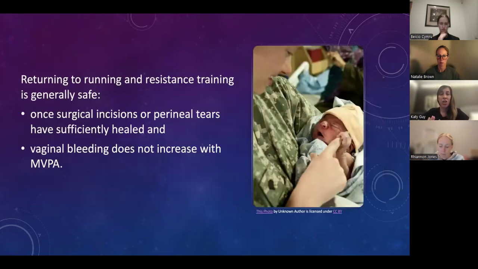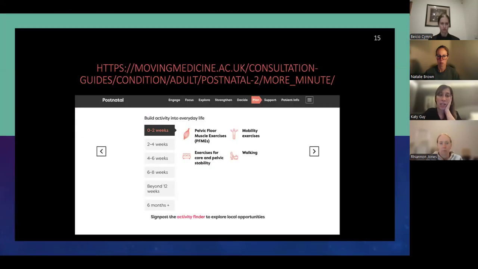So returning to training is generally safe once your surgical scars and perineal tears have sufficiently healed, and that could take a number of weeks. And you haven't got any vaginal bleeding, and that vaginal bleeding does not increase when you start your moderate physical activity.